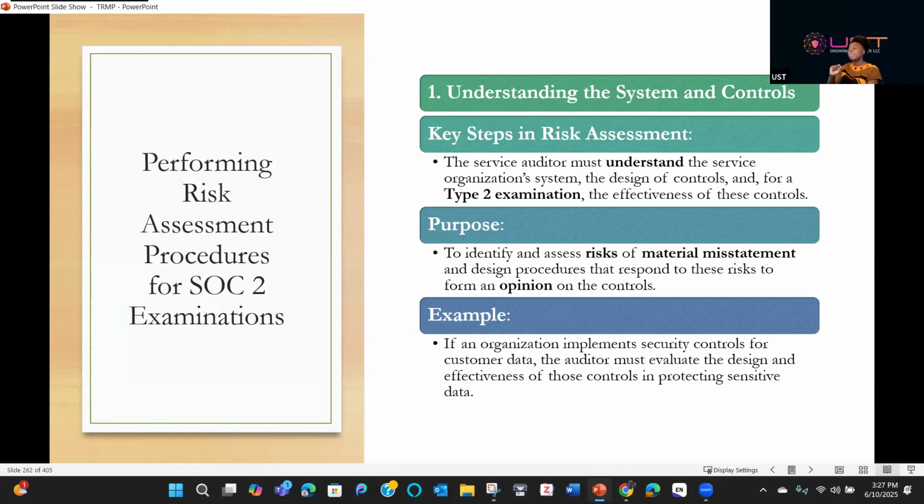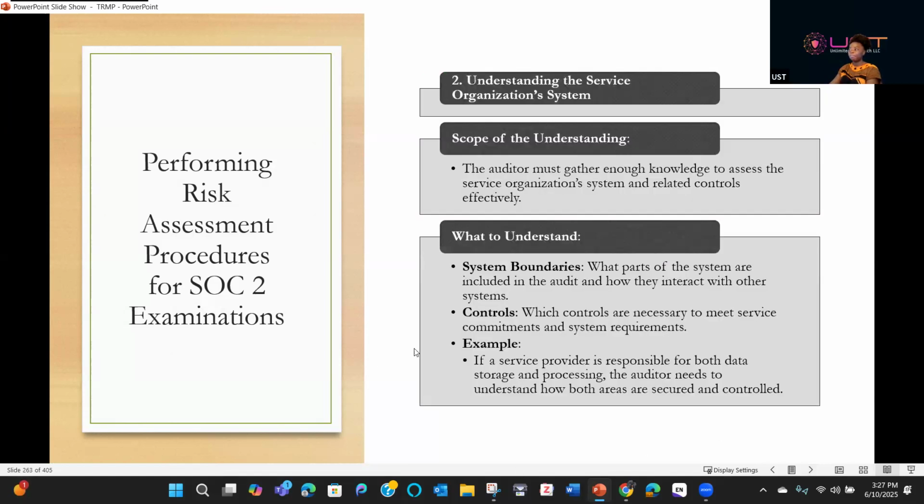Say, for example, if an organization implements security controls for customer data, the auditor must evaluate the design and effectiveness of those controls in protecting sensitive data, right? Understanding the service organization system.